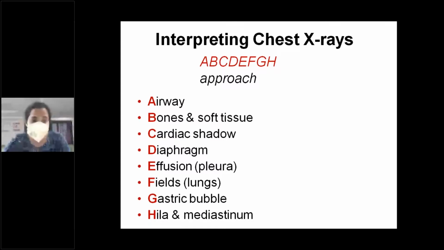Next, how do you actually interpret each part of the radiograph? Now this has an ABCDEFG approach, where A stands for airway, B stands for bones and soft tissues, C stands for cardiac shadow, diaphragm, effusion, and lung fields. E stands for effusion, F stands for field, that is the lung fields, G stands for gastric bubble, and H stands for the hila and mediastinum. Now when you go this way, you tend to not miss looking at any of the structures in a radiograph, and obviously you won't miss any pathology.